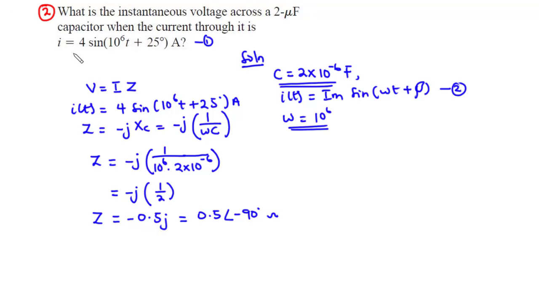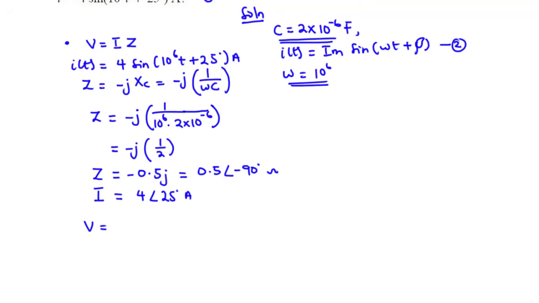Also, let's convert the sinusoidal current into the polar form. So that is giving us 4 polar the phase angle. So that is 4 polar 25 degrees. Now using V equals I times Z, we have the voltage across the 2 microfarad capacitor to be equal to the value of the current, which is 4 polar 25 times the impedance 0.5 polar negative 90.